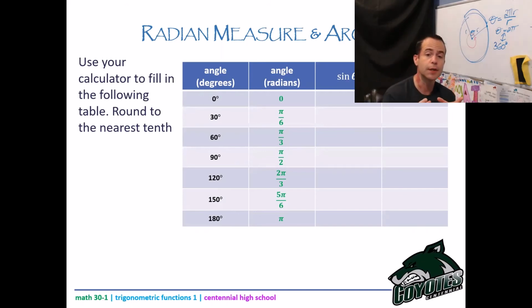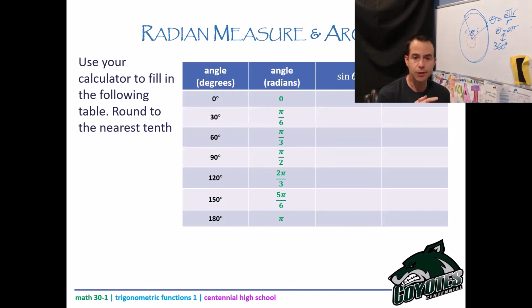Now what I want you to do, and this is where it matters what mode you're in on your calculator, I want you to tell me the sine of theta. Now, if you are looking at theta as degrees, you need to be in degree mode. If you are looking at theta as radians, you need to be in radian mode. Okay, so a reminder to switch modes.